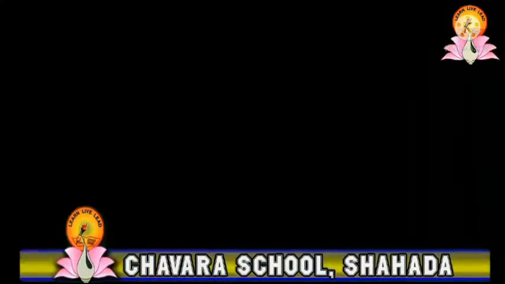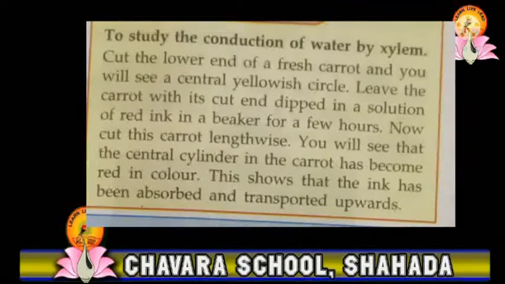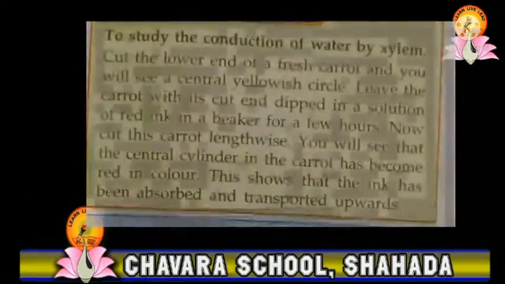Here is activity number 3 for you to perform. The activity is to study the conduction of water by xylem. Cut the lower end of a fresh carrot and you will see a central yellowish circle. Leave the carrot with its cut end dipped in a solution of red ink in a beaker for a few hours. Now cut this carrot lengthwise. You will see that the central cylinder in the carrot has become red in color. This shows that the ink has been absorbed and transported in an upward direction.